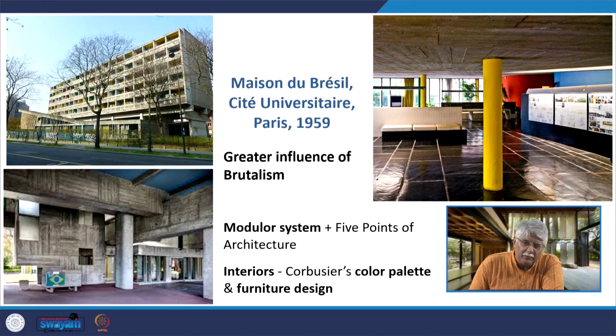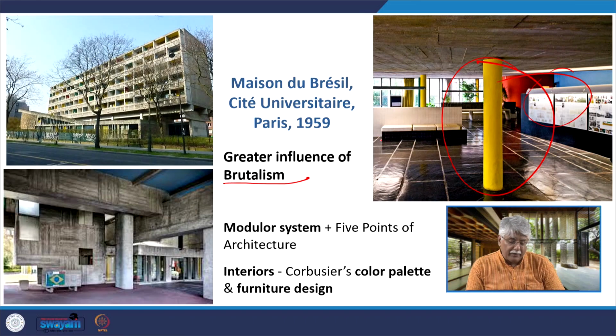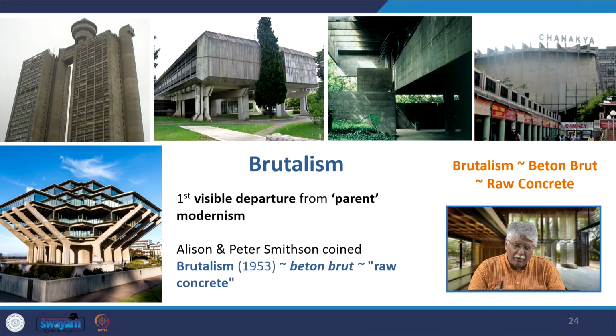Then came the Maison du Brésil as a part of the Cité Universitaire in Paris in 1959. This was again a greater influence of brutalism here. Modular system, 5 points of a new architecture are there. You do find the pilotis, you do find the use of primary colors, you do find Corbusier's color palette and furniture design, all of it is there. This is brutalism. This is what I was talking about, the shuttering put in 2 different directions, and it gives an aesthetic on the facade. And so we find the first visible departure from parent modernism happened to be brutalism.